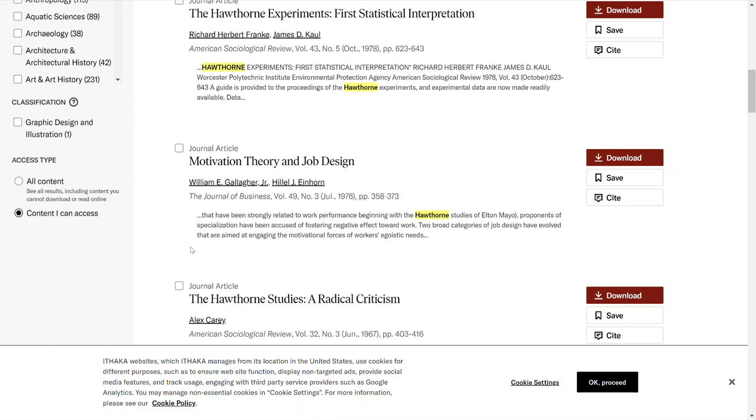So if we're talking about the Hawthorne studies and you want to know, are they motivational? Do they help the organization produce more productive output from workers, well, this article might be a pretty good article to read. It comes from the Journal of Business, so that's a scholarly journal. And here it's talking about job design too. So I would think that managers might be interested in reading that.